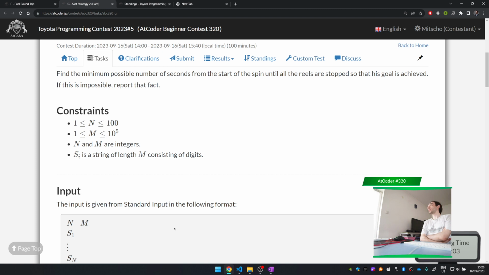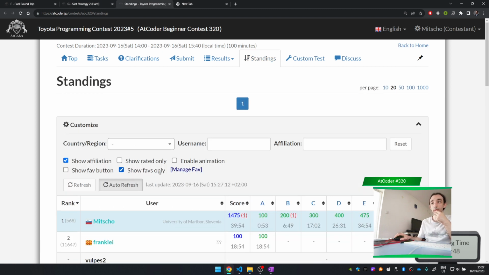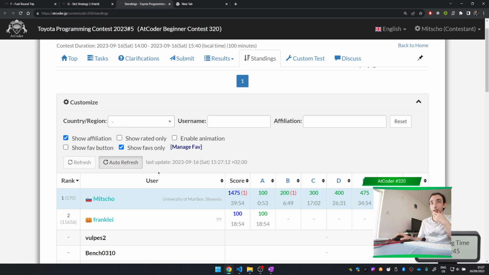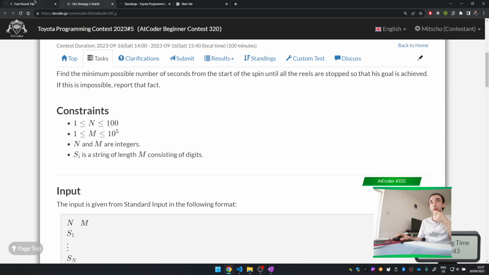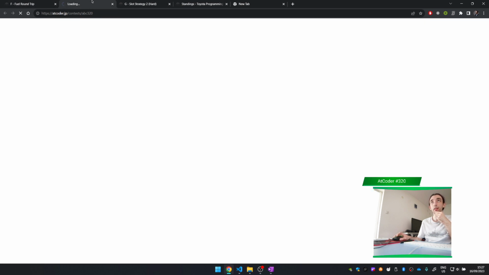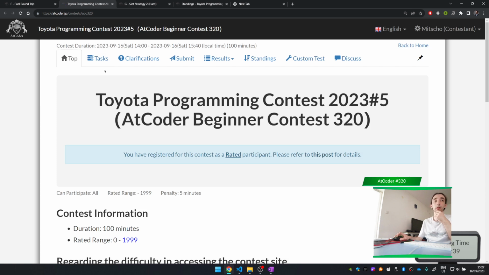Okay, I don't think I have time to solve them. I have like 12 minutes left, and I won't really be bothered solving them. But I would go over all of the problems right now, and then we'll read the tutorial on F and G at the end.